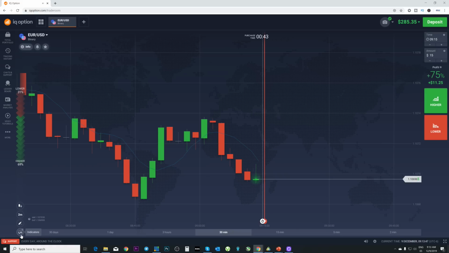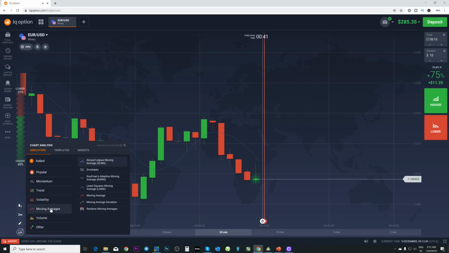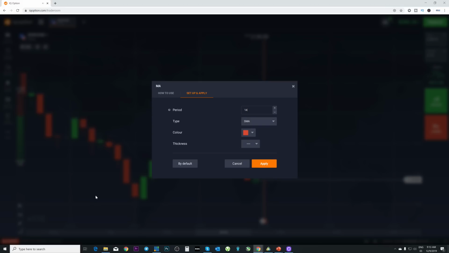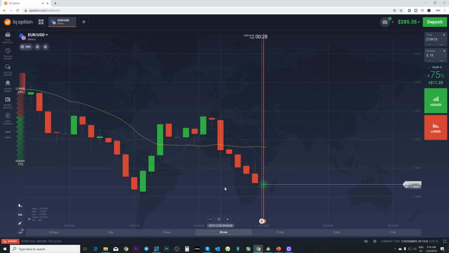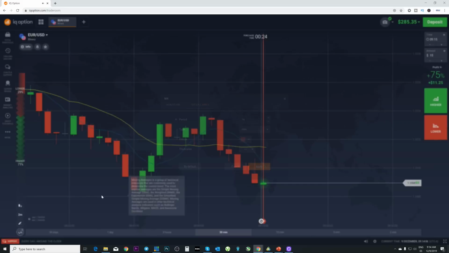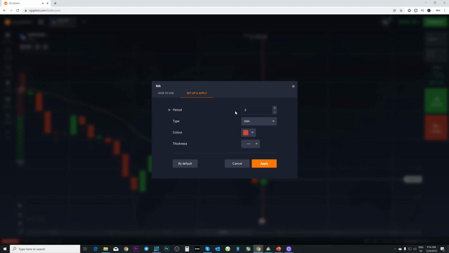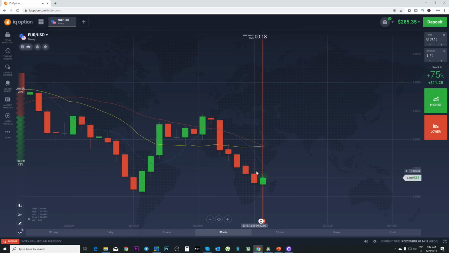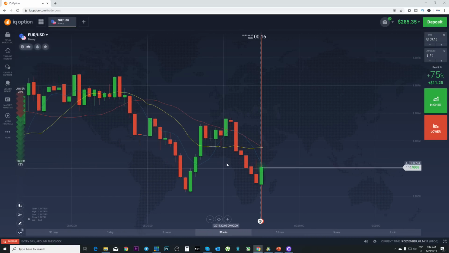Then you're going to add another one. Moving average, this one is going to be with the period of 14, but with yellow color. Simple moving average, you click apply. Awesome. And the last thing is you add a different moving average with the period of 26, simple moving average, and the red color. You apply it. Perfect. Now we have the 2-minute strategy already added.